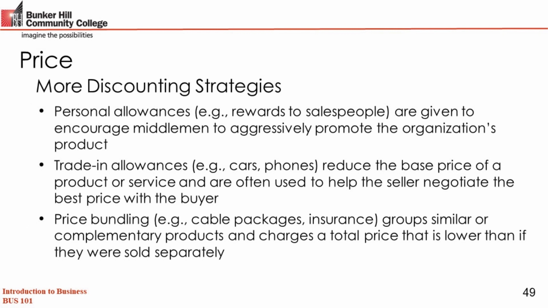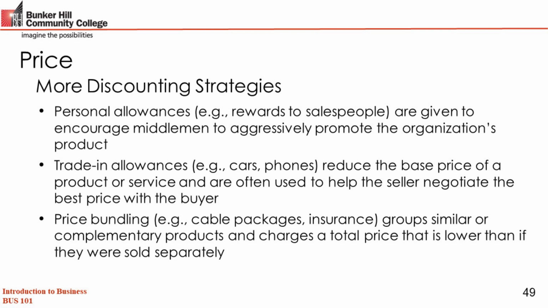The last slide here is just talking about other discounting strategies, personal allowances, trade-in allowances. You bring your phone back, they give you money even if it's junk. Price bundling, all of this is related to retaining customers typically. It's to get people to come back for the large part. Cable bundling, if you have cable and you've got internet, you know what that's all about. They give you one price if you buy cable separately, they give you another price if you get internet. If you put them all together, they'll give you a cheaper price on both.